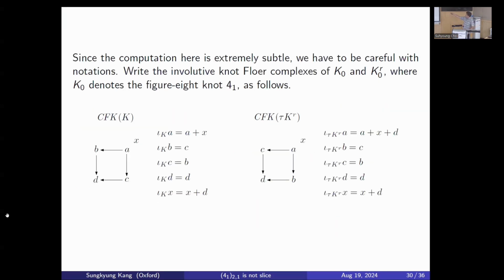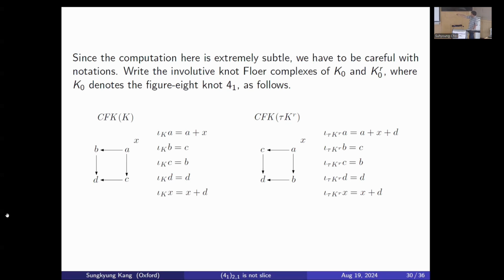The K is a figure 8 knot here. We have to be a bit careful because the figure 8 knot is reversible. So its reverse is isotopic to the original, but we have to treat them differently because the symmetry from identifying this and this reverse is not really the same as the identity from here to here. So let's write the complexes differently as follows.